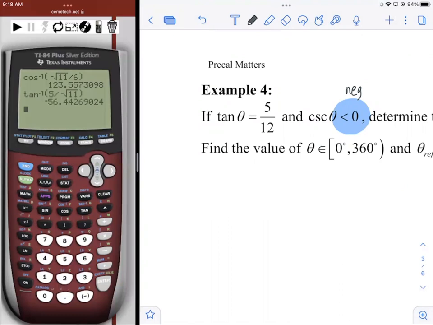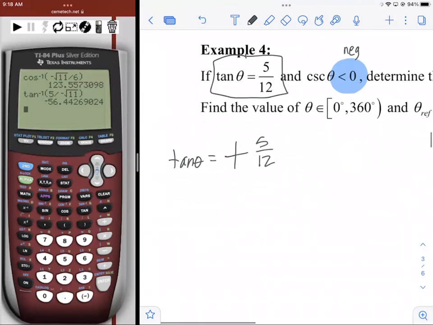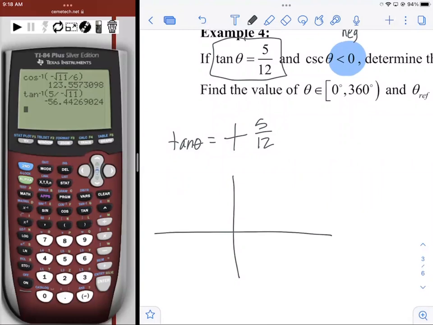Let's take the first clue. Tangent of theta is what type of 5/12? Positive, right? That's the first clue. Tangent of theta equals positive 5/12. Now you see I wrote the plus sign in front just to accent it. All right. So let's go ahead and draw a picture. That's going to get us into 2 quadrants. Not quite. Remember, tangent is y over x. So y and x can both be positive or both be negative. So tangent is positive when x and y are the same sign.